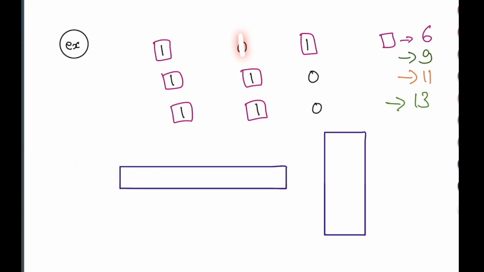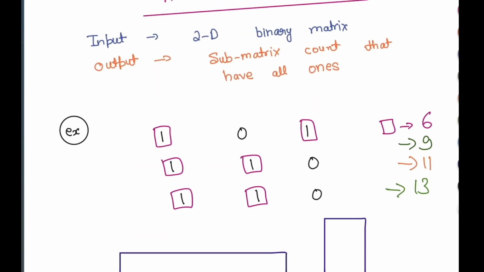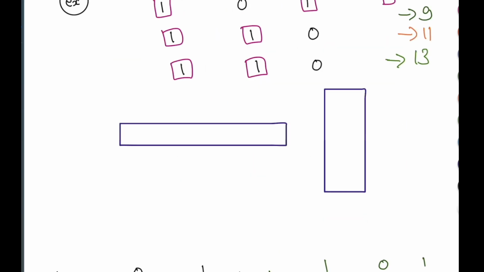If this would have been a 1, then its height would have been 2, the width would have been 2 as well, right? But since we know that this is a 0, the width is going to be 2, the height is going to be 1. Now if you know the width and the height, can you tell me the number of rectangles or submatrices we can count that have all ones? We can do this. Let me tell you how.